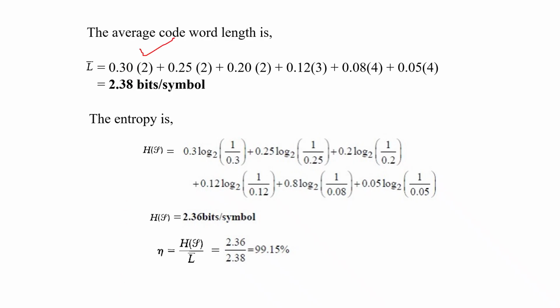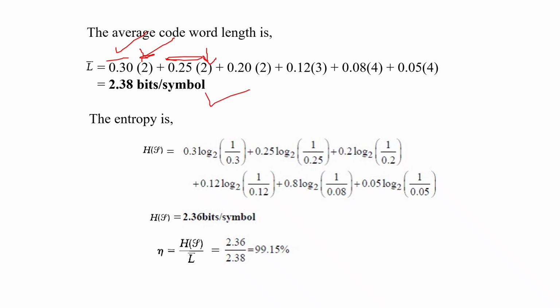So for the probability first, the probability was 0.30 and the code word we have found is 00, right? So 00 means 2 members, so that is why we are multiplying by 2. The second one has the probability 0.25 and how many members? 2 members. Similarly we can assign the same bit patterns, and we can find out the average code word length.